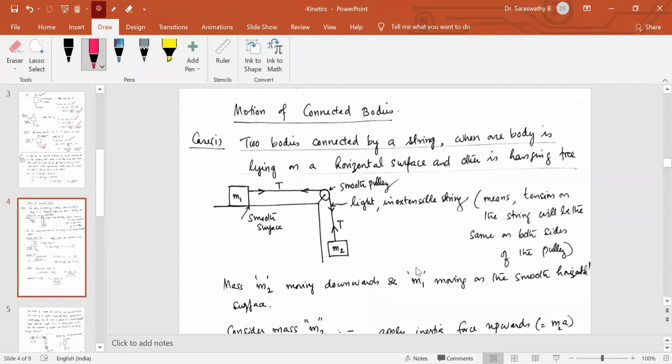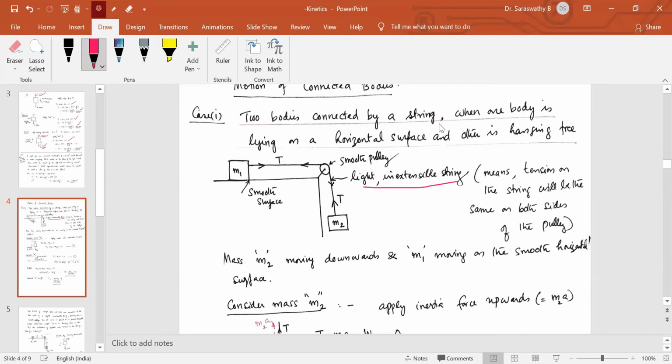Next, I will pass on to the application level examples using D'Alembert's principle, which is commonly asked as an 8-mark question or even a 14 marks question in Part B of Module 4. Motion of connected bodies. Of that, the first case is where two bodies are connected by a string, when one body is lying on a horizontal surface and the other is hanging free.